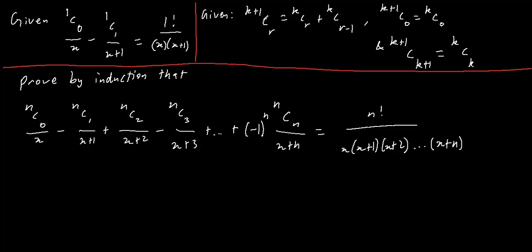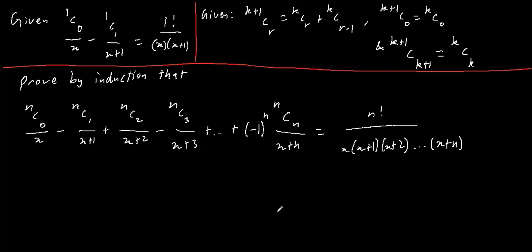So that (k+1)Cr is equal to kCr plus kC(r−1). That's one equation. (k+1)C0 is the same thing as kC0. And (k+1)C(k+1) is equal to kCk. You can prove these by using Pascal's triangle, which I'm not going to get into here. So we're asked to prove by induction that nC0 over x and this whole big mess.